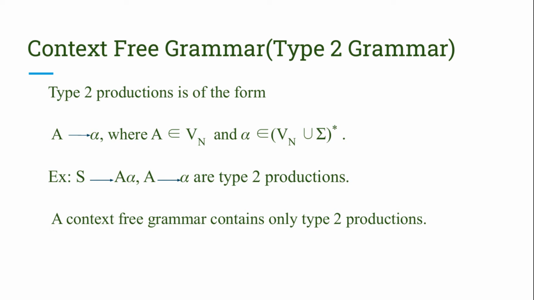Context-free grammar or type 2 grammar. Type 2 productions are of the form A to alpha, where A is a variable and alpha can be a variable or a terminal symbol. For example, S to Aa is a type 2 production, where A is a variable and a is a terminal symbol. A to a is a type 2 production, where a is a terminal symbol. All these types of productions are called type 2 productions, and a context-free grammar contains only type 2 productions.